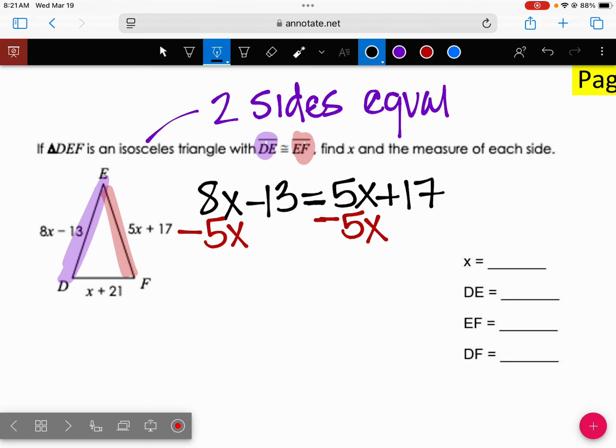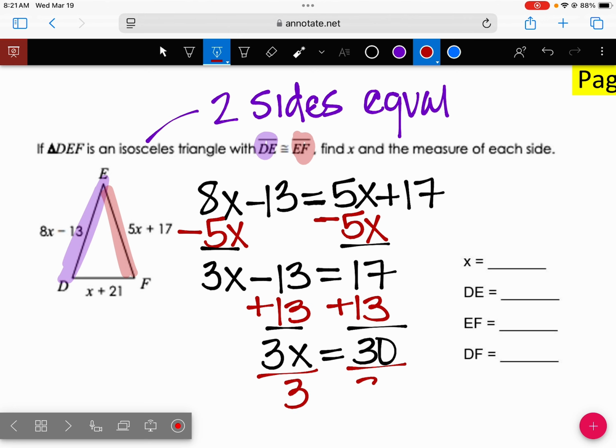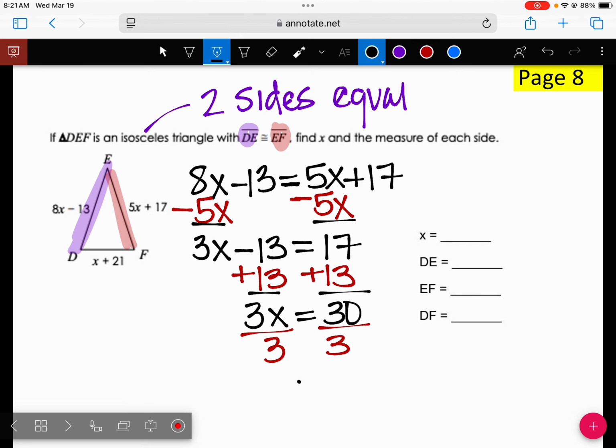So we subtract 5x. And then what would be my next step? Add 13, yep. So 17 plus 13 would be, what's 17 plus 13? 30. And what's our last step? Divide by 3. So what does x equal? All right, so we figured that out.